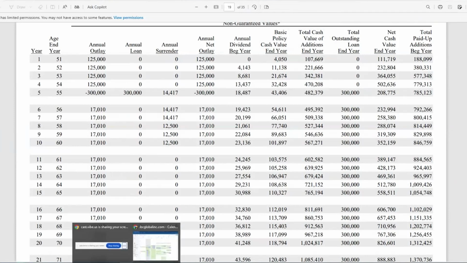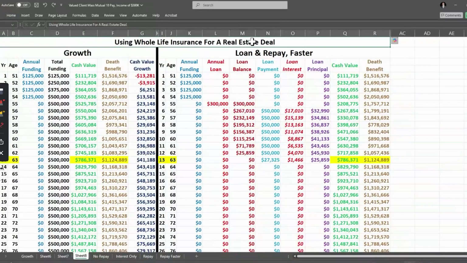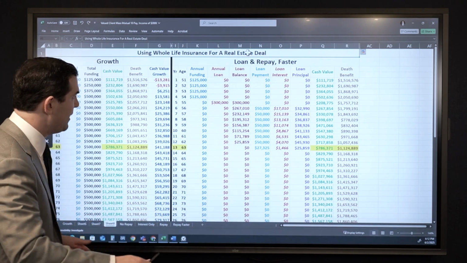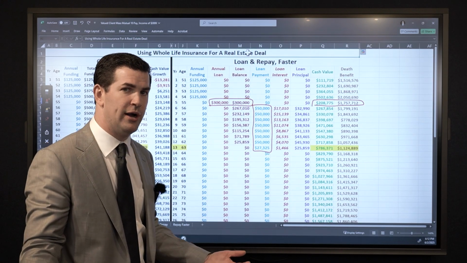Let's wrap this guy up with repaying the loan, shall we? Here we go. So I like this model because it really just shows the power of the constant compounding. So here we take that $300K loan. There's the impact on your cash value and death benefit. And then we begin to repay it at $50K per year. You can literally pay it back however you want.